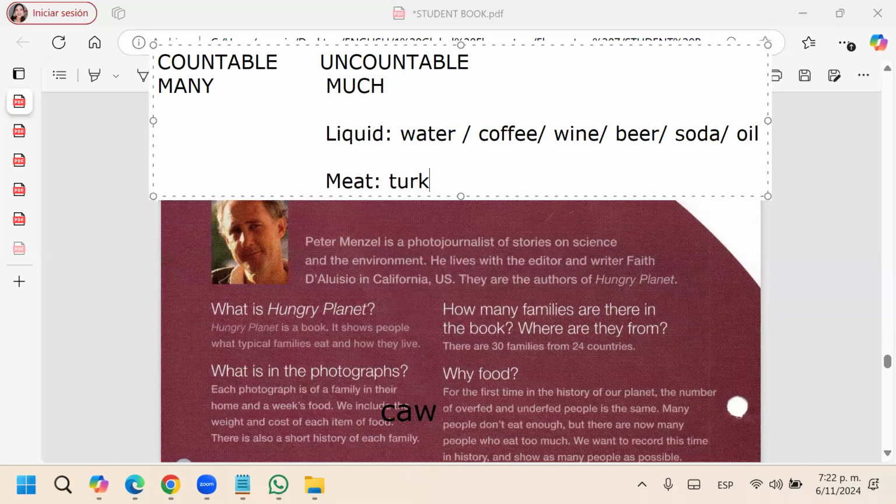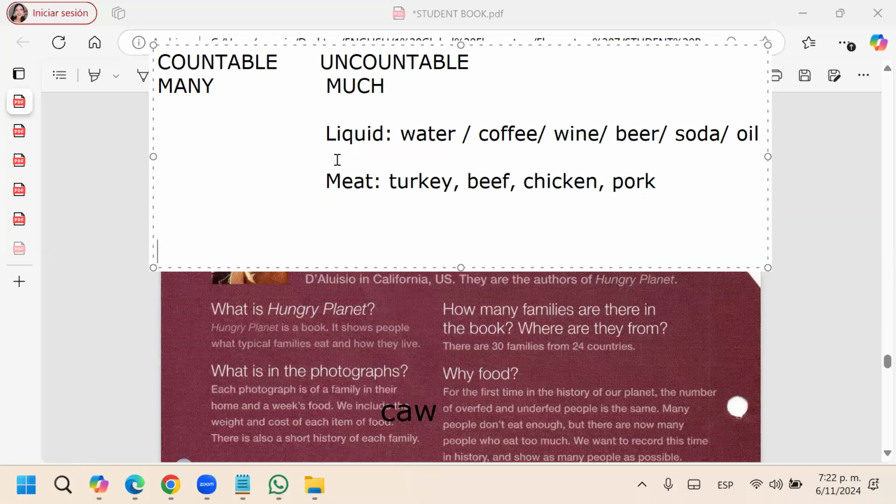Another thing that is uncountable in English is the meat. For example, turkey, beef, chicken, pork. The meat most of the time is uncountable. That's why I don't say, I want to eat 2 chickens, like the whole chicken, the whole animal. No, some chicken. But 2 chickens, 3 chickens, 4 chickens, no. The meat is uncountable.